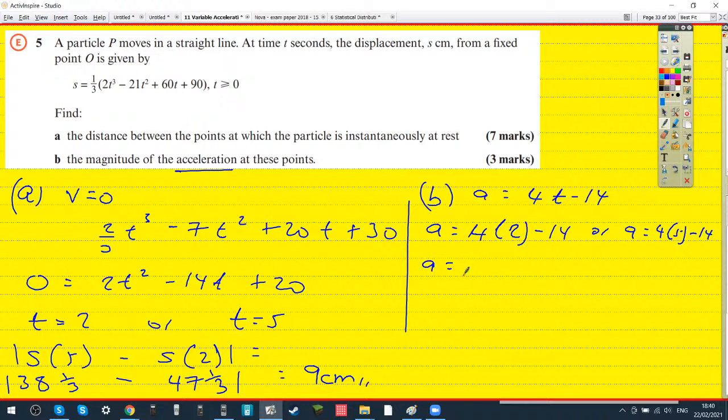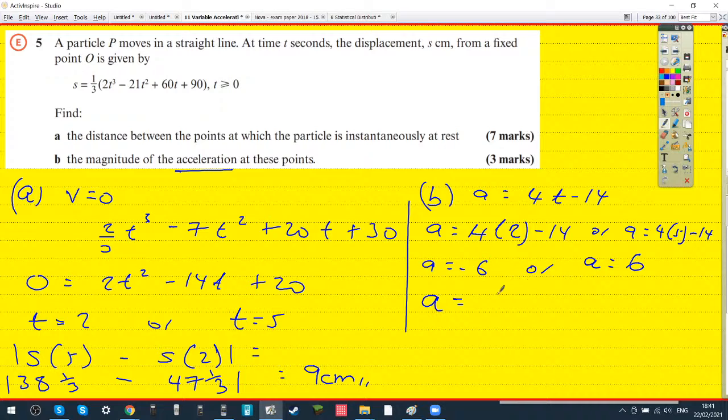So when I subbed in 38 and a third, I got. No. Those are S values. Oh yeah, sorry. So when I subbed in 2, I got -6. And when I sub in 5, I get 6. And so the magnitude of the acceleration? 6 squared plus 6 squared, all square rooted? No, it is just 6. Like if it's +6 or -6, then it's just 6.